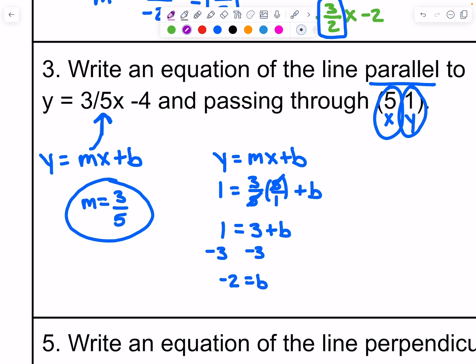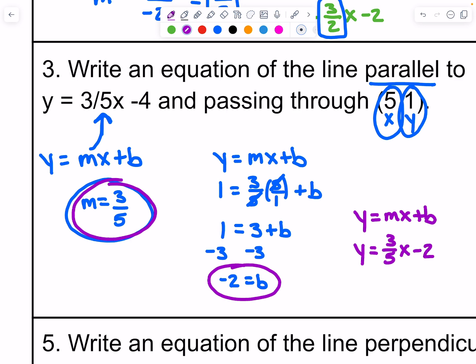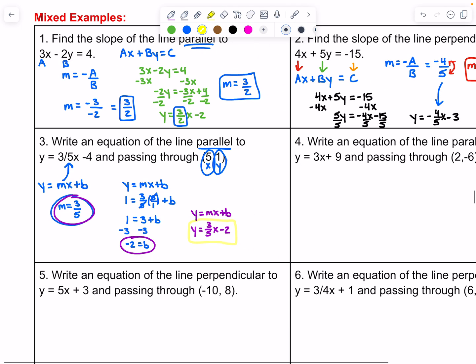And then our final equation would be y equals mx plus b. We have the same slope, so that'll be 3/5 x. So y equals 3/5 x, and then the b value was -2. So that is our final answer. It took a little bit of work, but nothing too crazy. Let's look at another example.